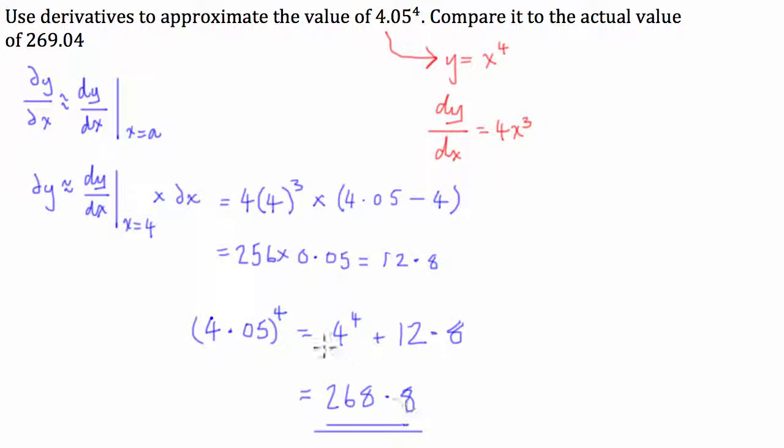Now, as you can see, we're 0.2 out. So we're about 0.1% out. So the smaller the change in x, the closer, or the less percentage error that you're going to have. But as you can see, for most intents and purposes, this number here and this number here are the same thing.